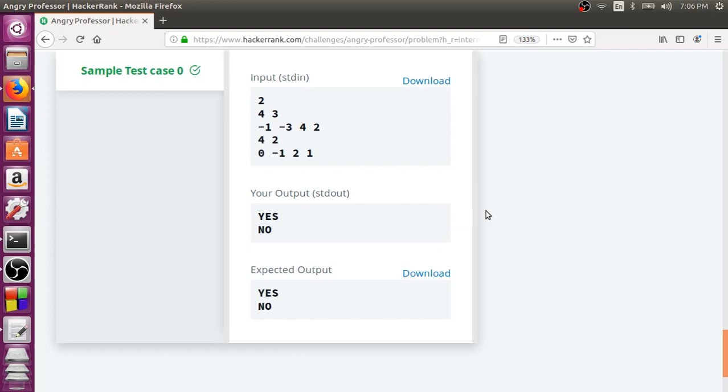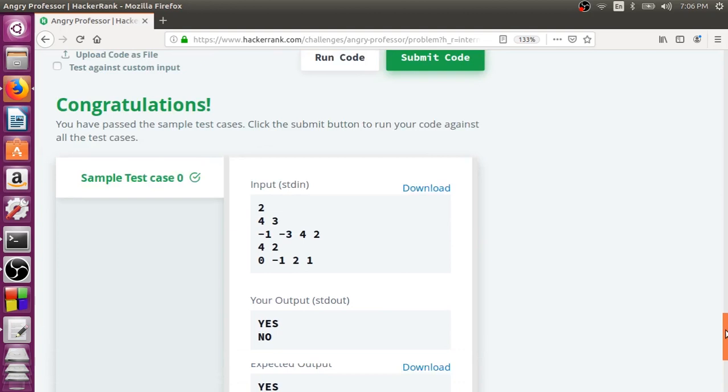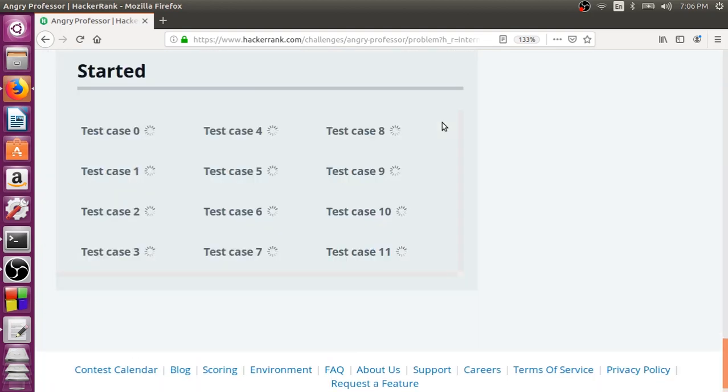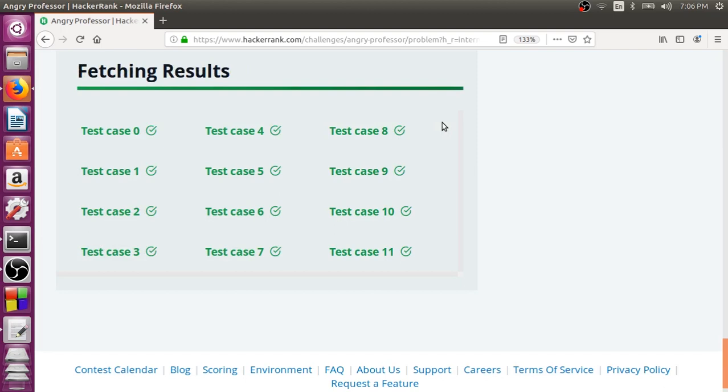Perfect. Now let's submit this code. Fine, done. All the test cases passed.